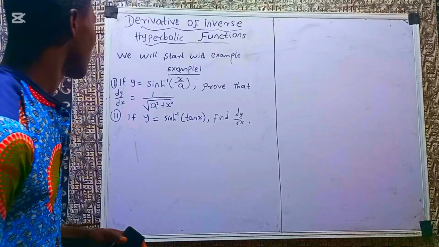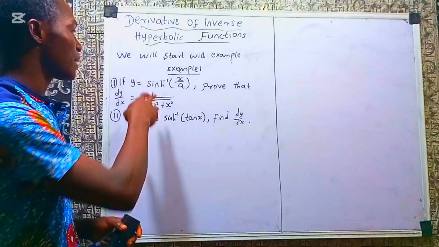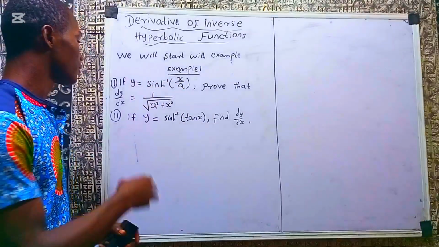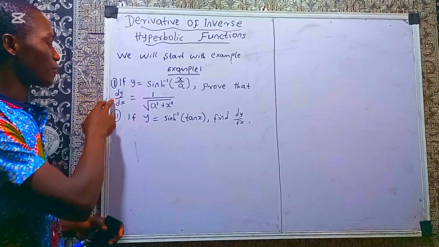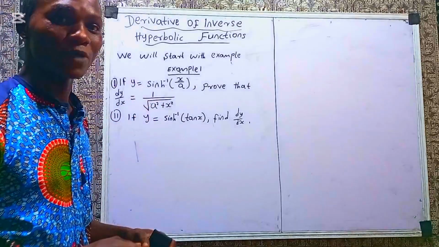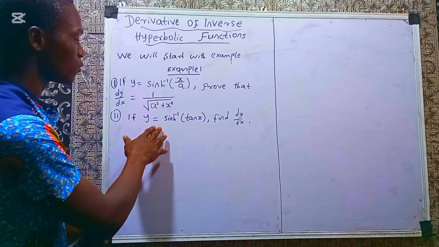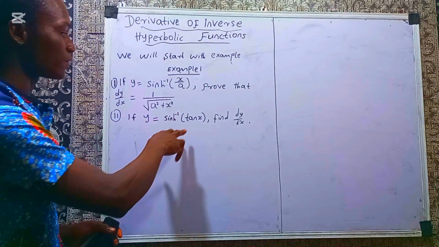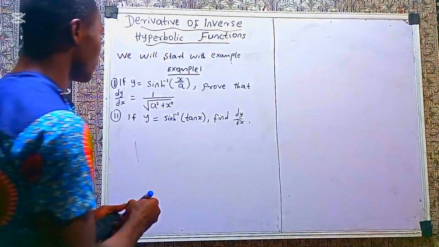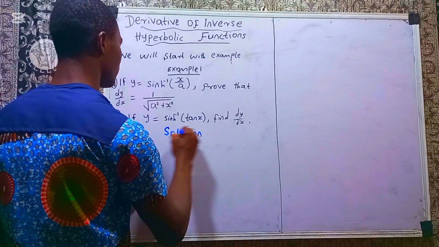So we have this first example. If y is equal to hyperbolic sine inverse of x over a, prove that the derivative of y with respect to x is equal to 1 over square root of a squared plus x squared. Then the second part: if y is equal to hyperbolic sine inverse of tan x, find dy/dx. Let's look at the solution of this question.